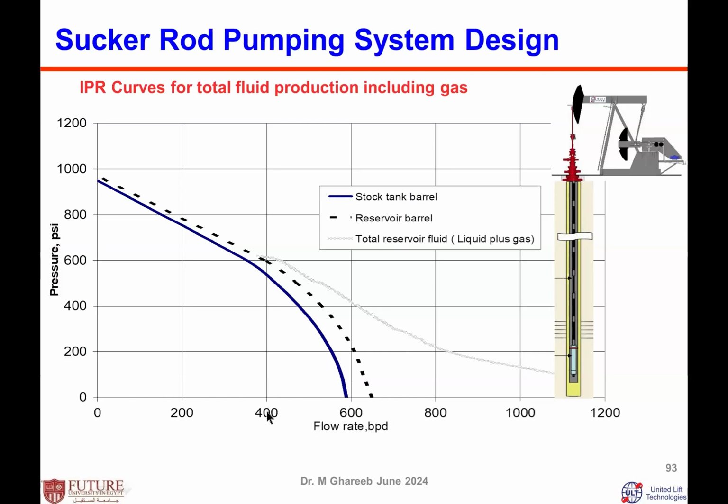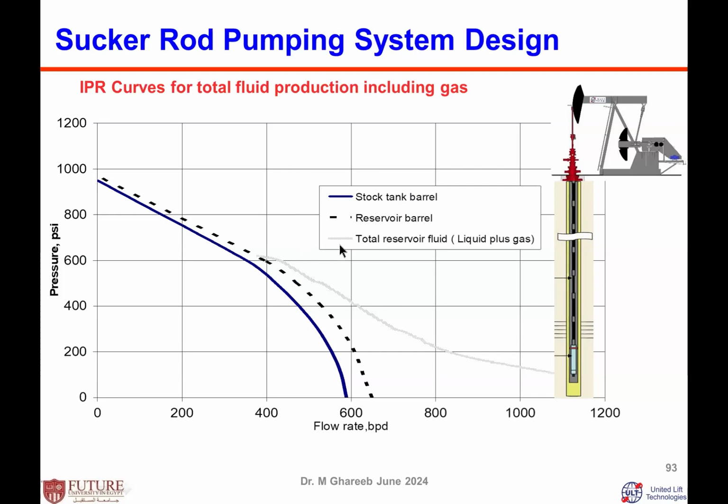If, for example, I need to produce 400 barrels per day, and you size your pump to produce 400 barrels per day, unfortunately at the bottom the amount of fluid will be higher, and whatever reaches the tank will be less than that. There is a paper I published about this in SPE in detail. If you want to go into detail, I can send it to you.